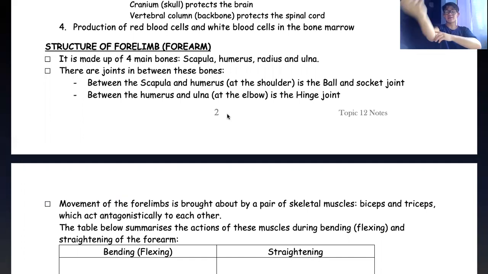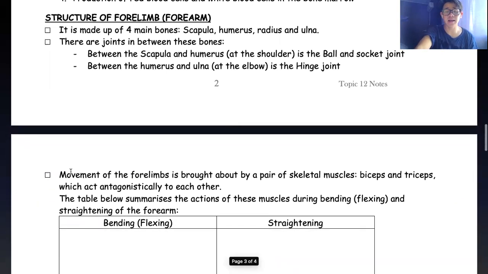Right? So this means that it only allows one plane of movement, right? So hanya satu saja. So this is the hinge joint. Movement of the forelimbs is brought about by a pair of skeleton muscles, bicep and tricep, which act antagonistically to each other, right? So you have heard of this word before, antagonistic. So apa maksud antagonistic? You should be able to remember what it means: when one muscle contracts, the other muscle should be relaxing.